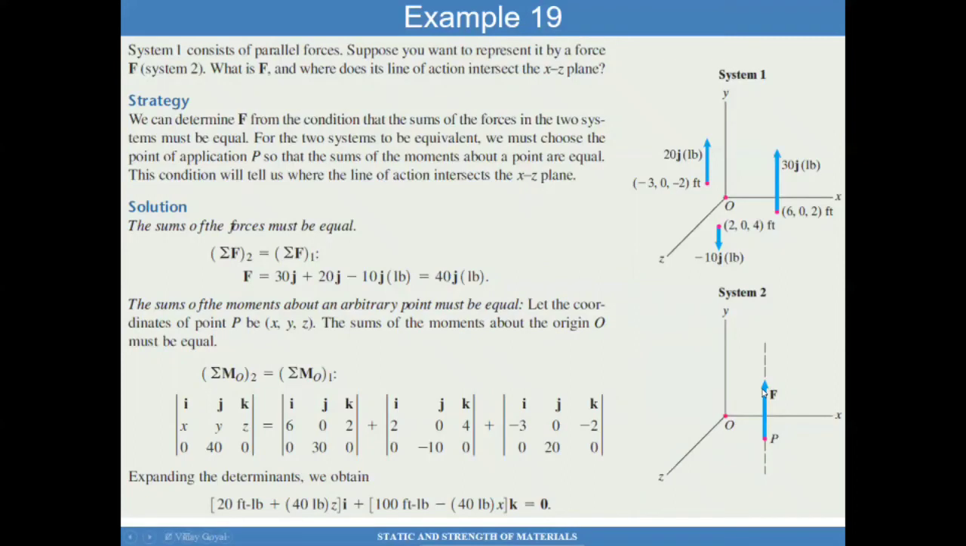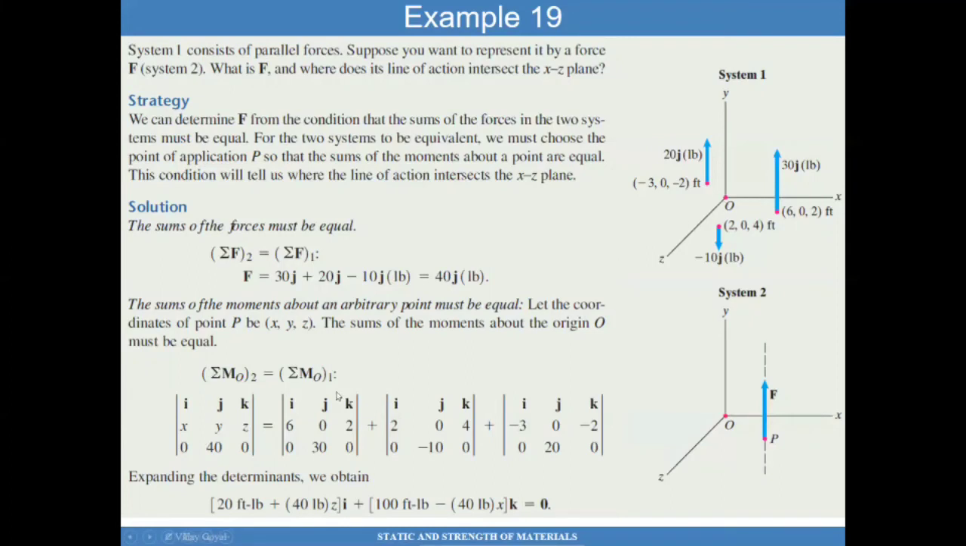Now we have to sum moments about an arbitrary point for this system and make sure they're equal. But we don't know the coordinates of this point, so let's just call it X, Y, and Z. And so for system 1, I put X, Y, Z. For system 2, I put 0, 40, 0, because I already found that the total amount is 40. And what we're going to do is sum moments about O, which is relatively simple.